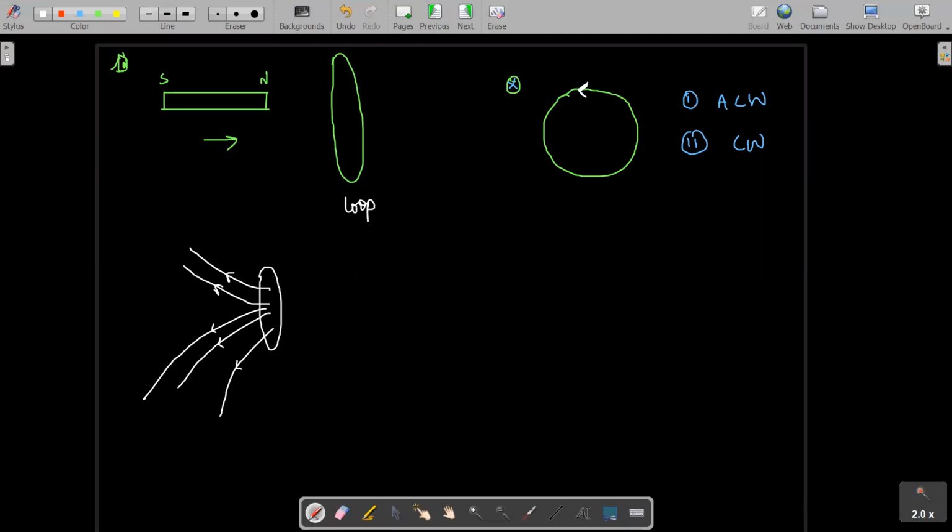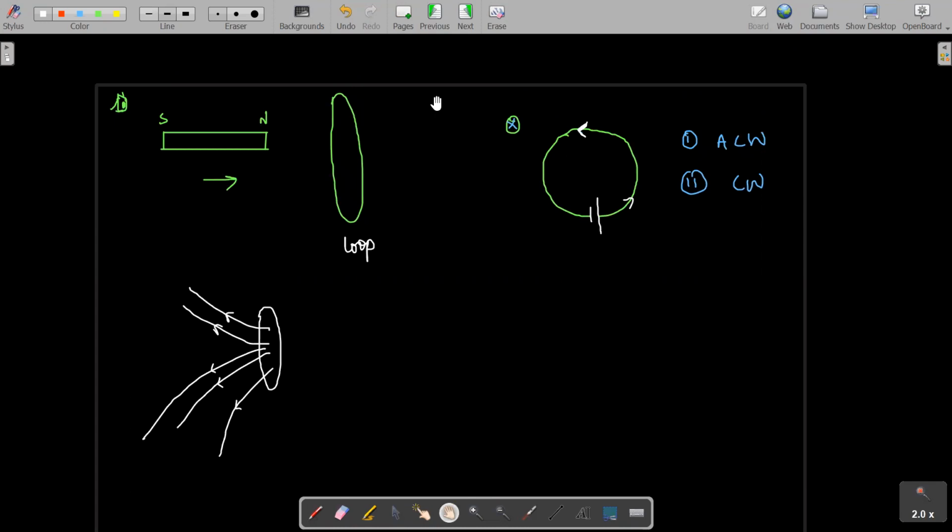So if this is the direction of current, what will be the EMF induced? How will the EMF be induced? This will be the negative terminal, this will be the positive terminal, right? Then only current will flow like this. If the left terminal were positive, the current would flow in the opposite direction. So this is how we tell about the direction of EMF. Now we'll talk about Lenz law, students.